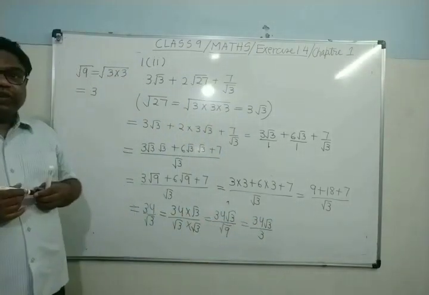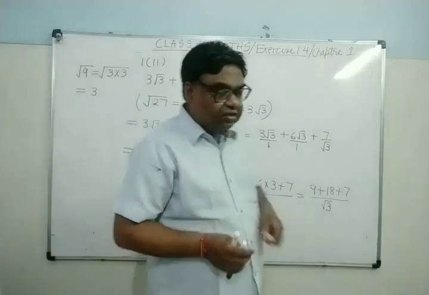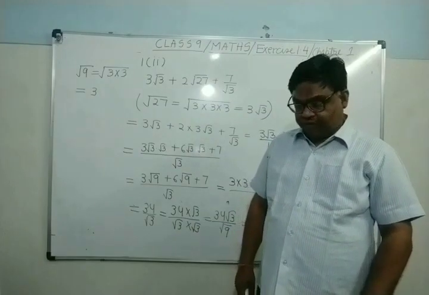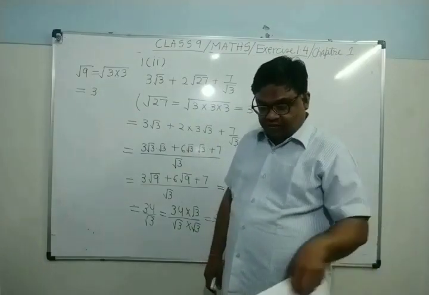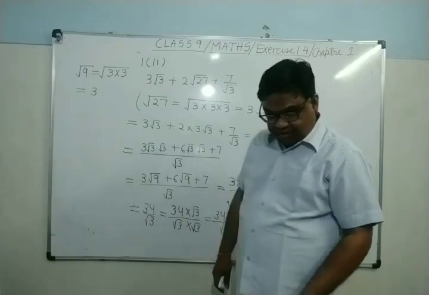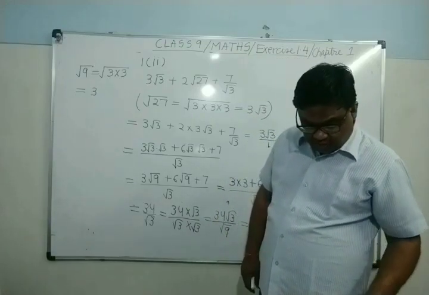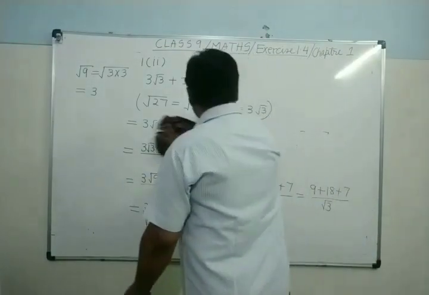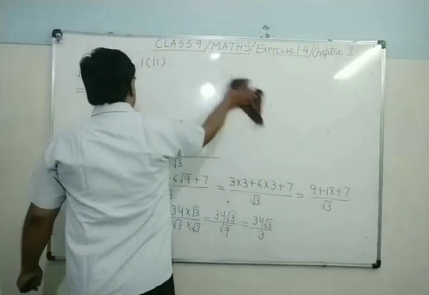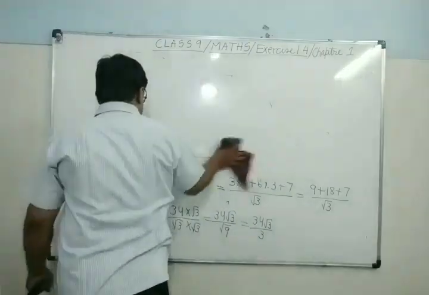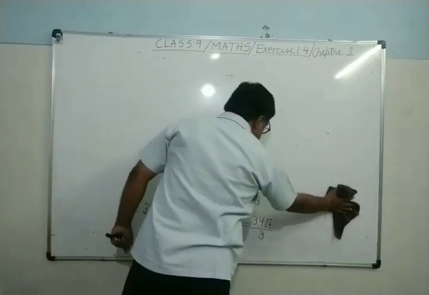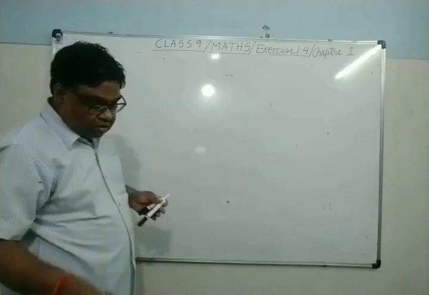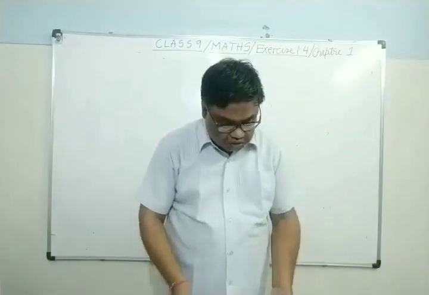In the denominator, we will not keep the terms containing square root or cube root. It's clear that you have to remove them by rationalizing, by making the denominator rational. Now you can see one more here in which there is division. These questions are very simple. Here there is one more question.